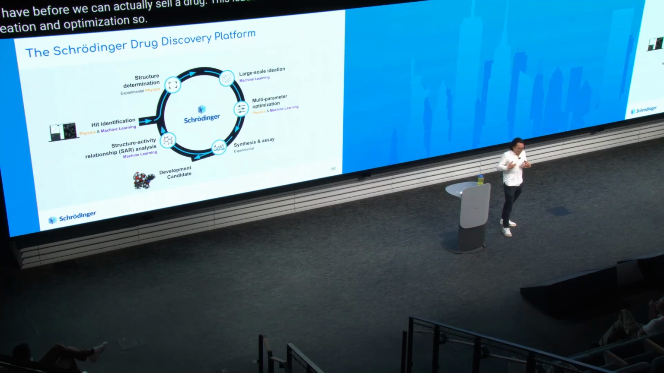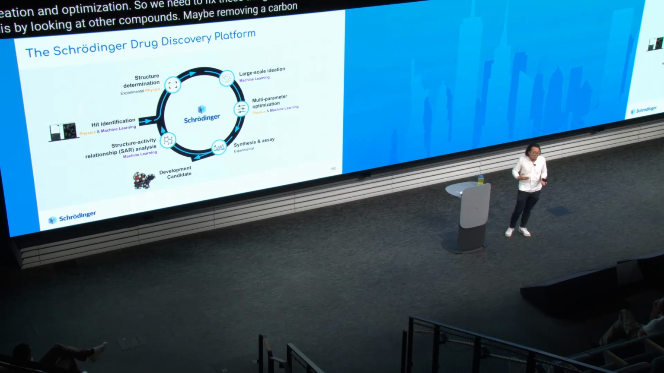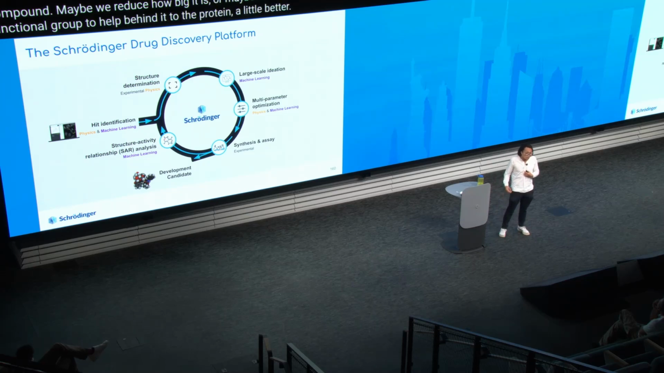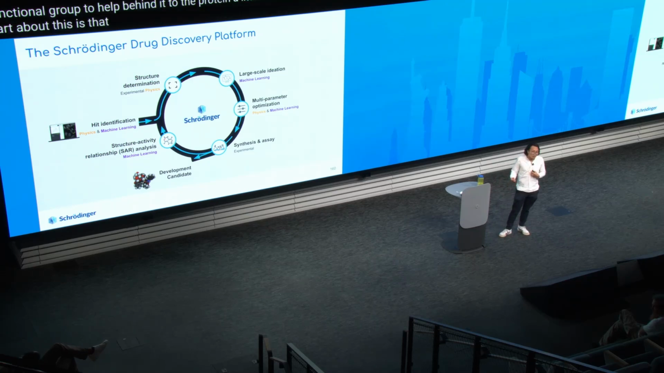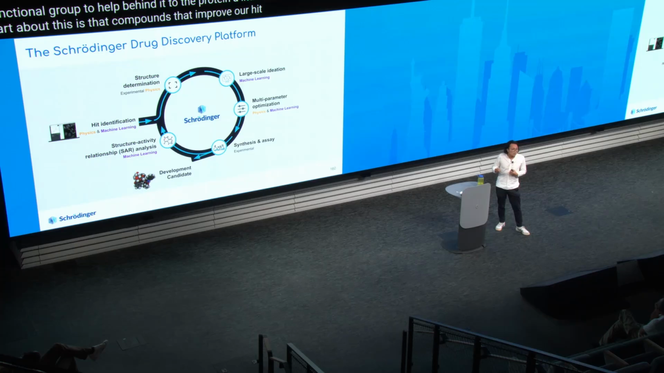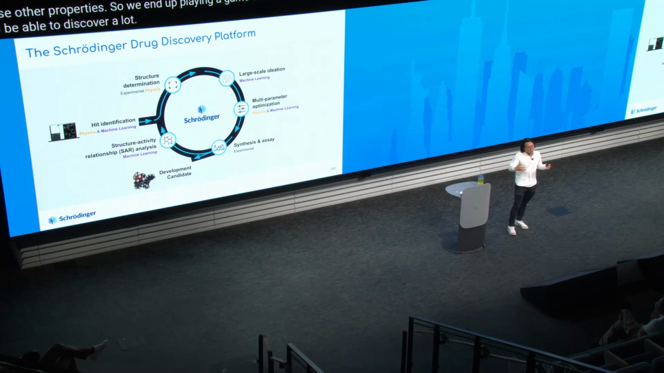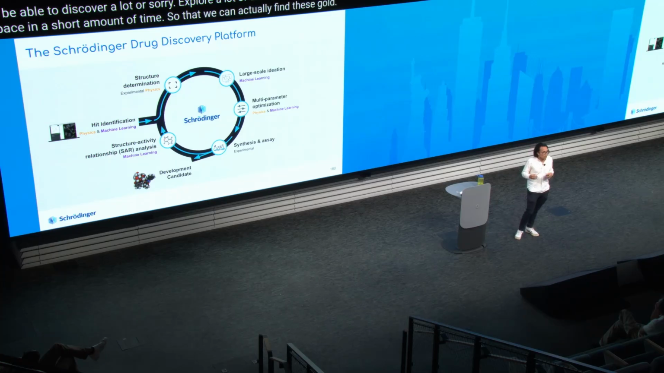So we need to fix these things, and we can do this by looking at other compounds, maybe removing a carbon from our compound. Maybe we reduce how big it is, or maybe we add a new functional group to help bind it to the protein a little better. The tricky part about this is that compounds that improve our hit sometimes will lose other properties. So we end up playing a game of whack-a-mole. So it helps to be able to explore a lot of different chemical space in a short amount of time, so that we can actually find these Goldilocks compounds.